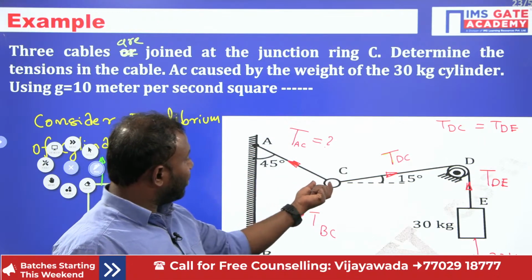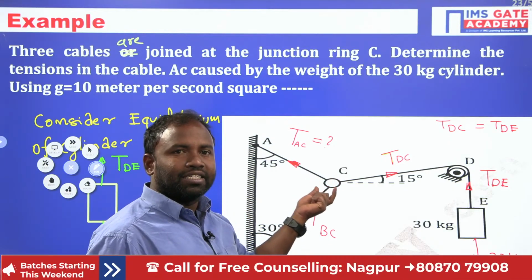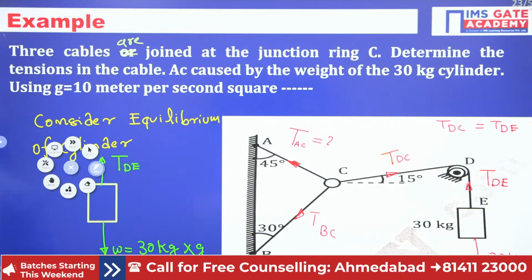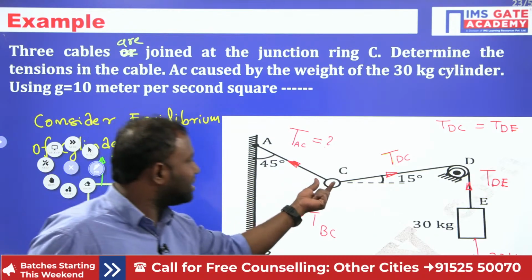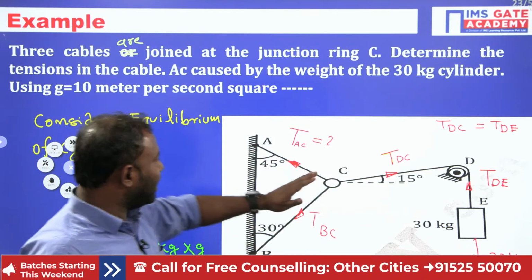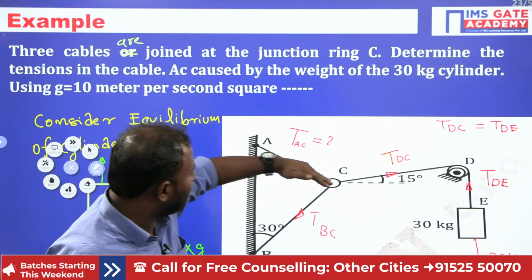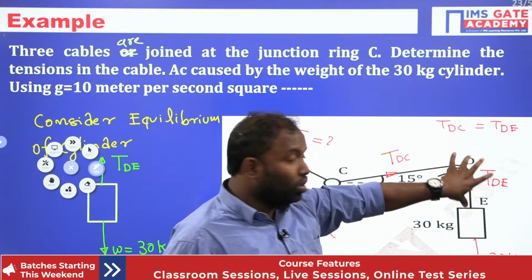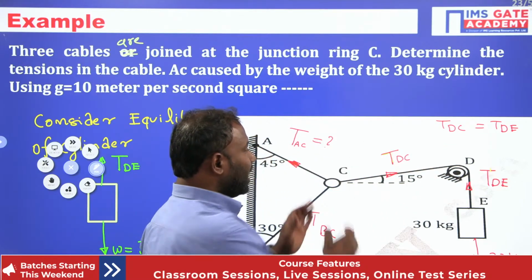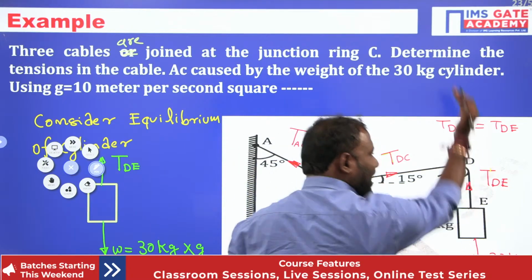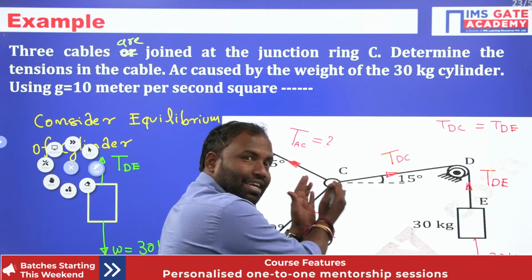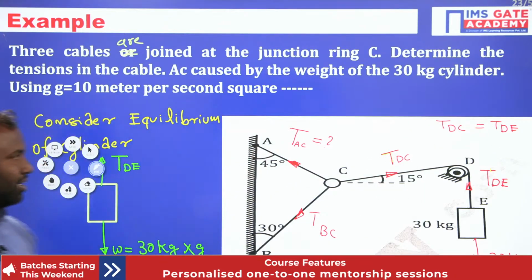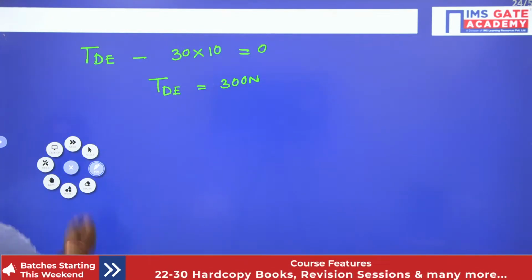Now if I consider this point C ring as a center point in equilibrium, then consider equilibrium at junction C, such that tension in AC will go in this direction, tension in BC in this direction, and tension in DC in this direction. Remember, guys, TDE equal to TDC. Whenever you consider this block, the tension acts upward. Whenever you consider the C ring in equilibrium, the tension acts in this direction. Now let us draw that also.